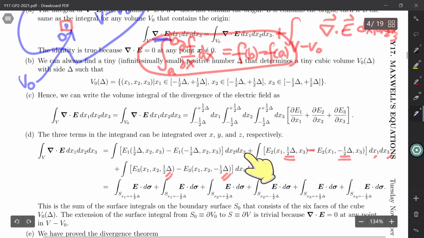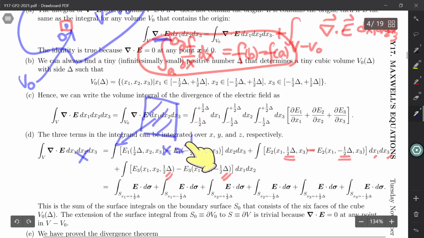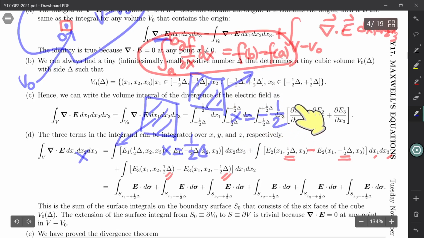For example, the 2, 3 integral. This is the x direction, x equals 1/2 delta. And the other surface is toward the negative direction. This is x equals minus 1/2 delta.